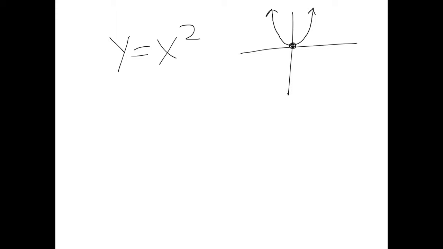Alright, we'll start with y equals x squared. This is the quadratic parent function. It goes through the origin here and it's this perfect U-shaped graph. So this is called a parabola, and the equation is called a quadratic, and a quadratic produces a parabola when you graph it.